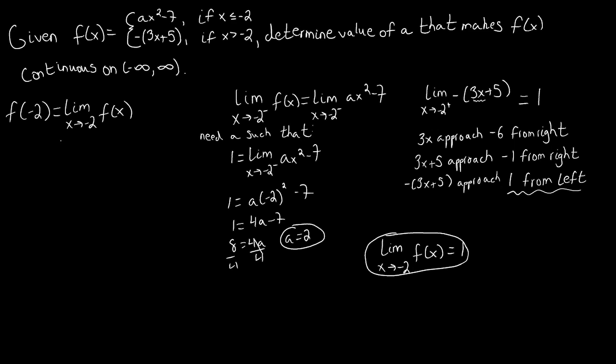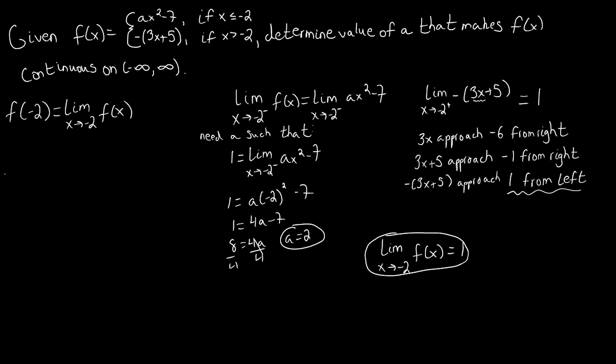So we have this. In order for our function to be continuous at negative 2, we need the limit of f of x as x approaches negative 2, which is 1, to be equal to f of negative 2. What happens when we plug in negative 2 here? Well, let's check and see what happens when we plug in our a value that we found, as well as plugging in negative 2 for x.